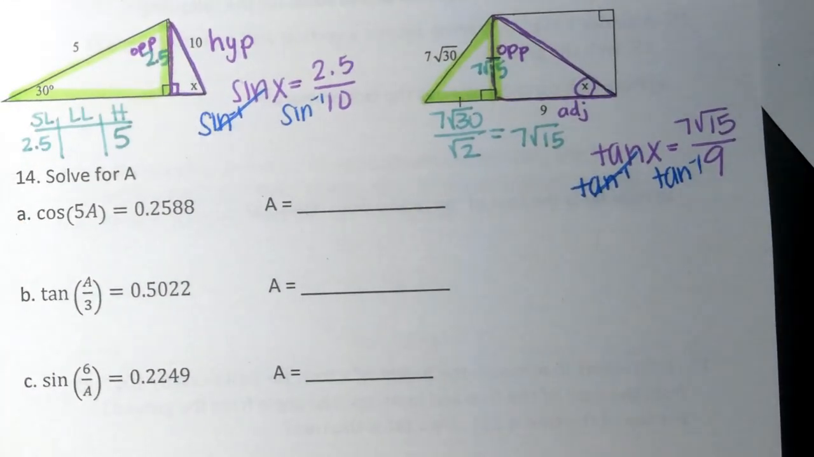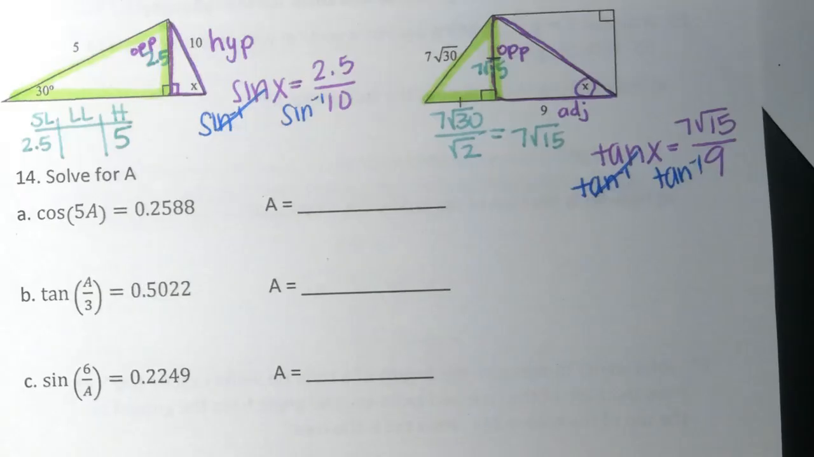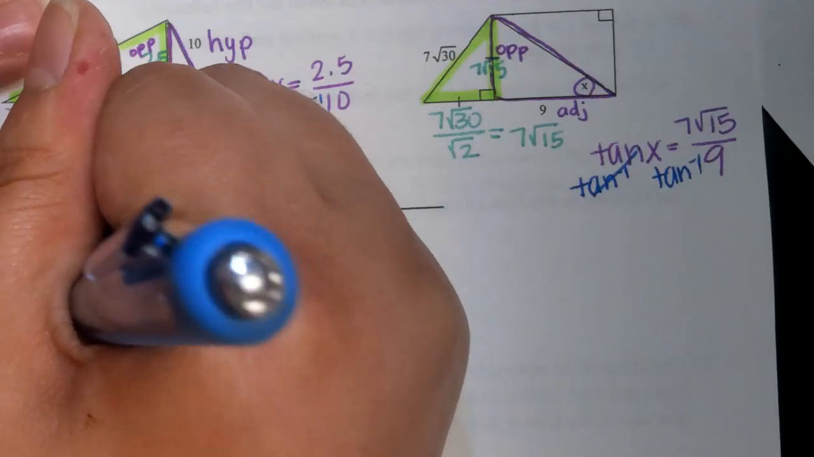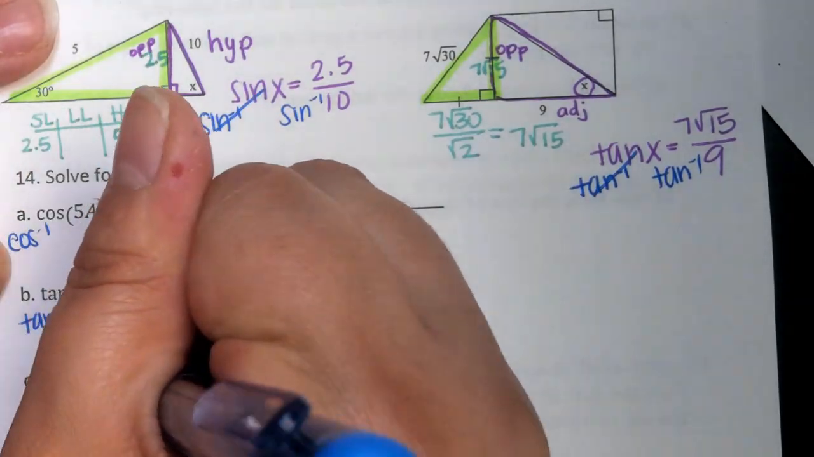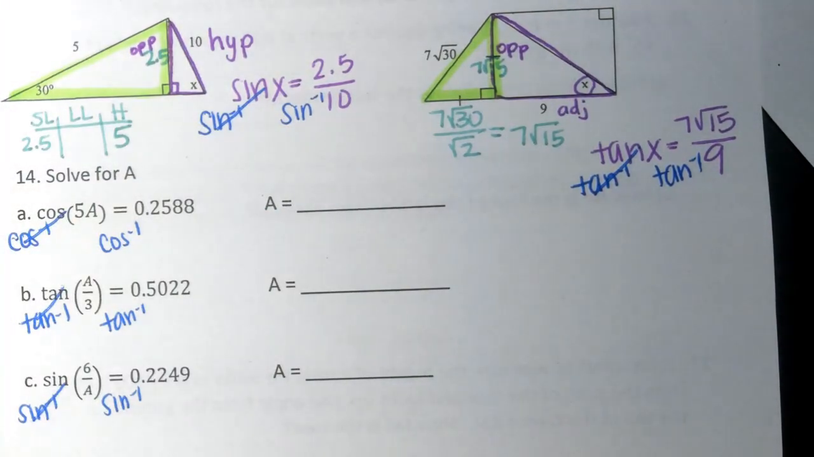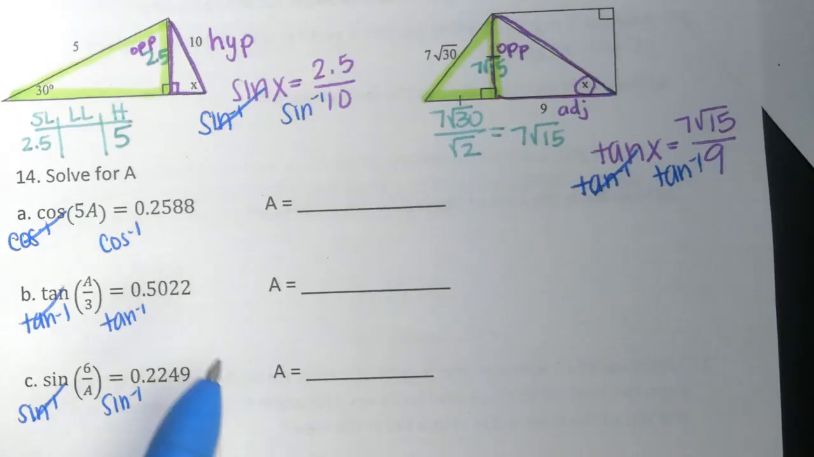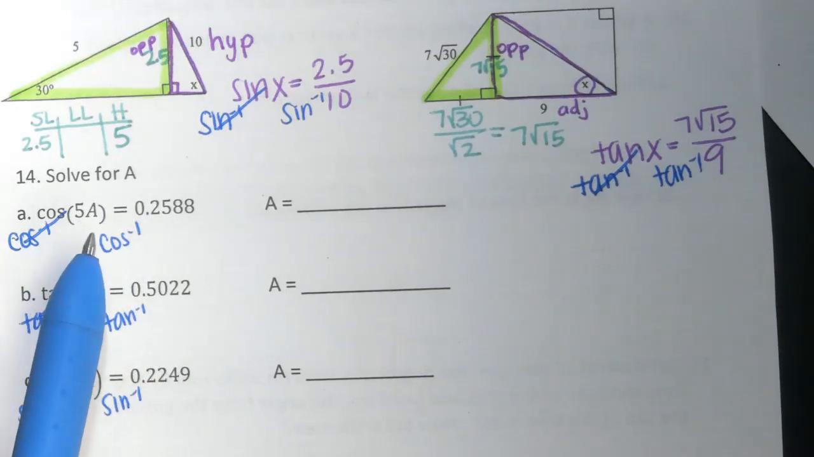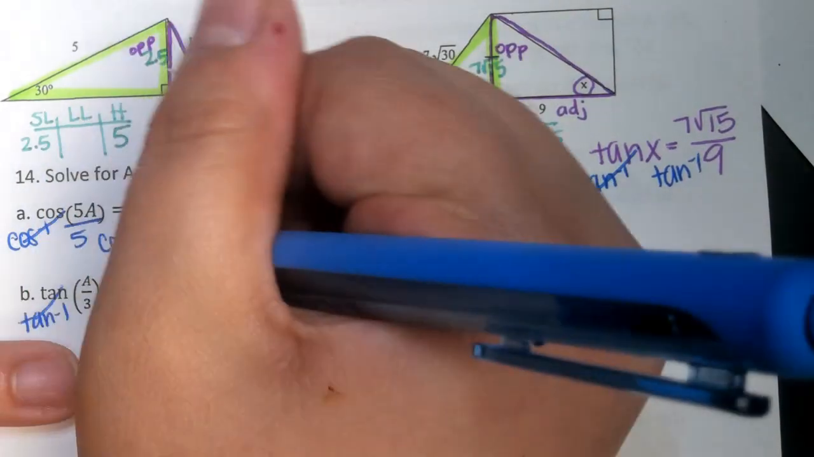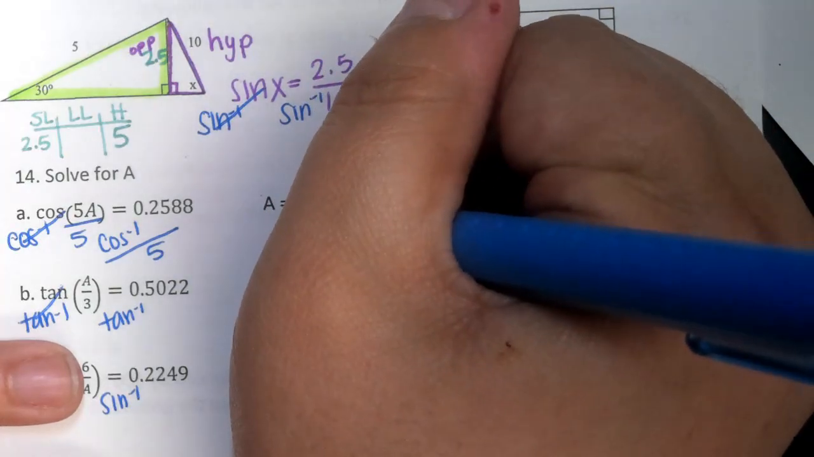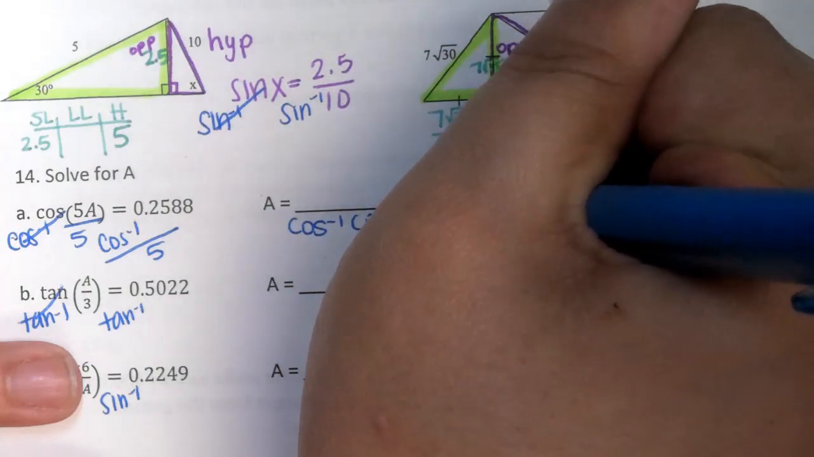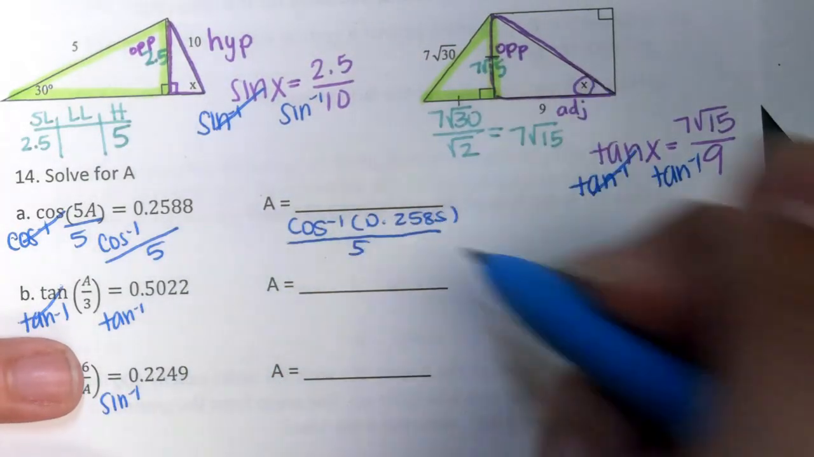For all three of these on 14, what did I tell you you have to do first? You have to inverse first on all of these. Now, do you see how I have this 5a here? What am I going to do to get a by itself after I inverse? Then I'm going to divide by 5. So what you're putting in the calculator would be the cosine inverse of 0.2588, all of that divided by 5.